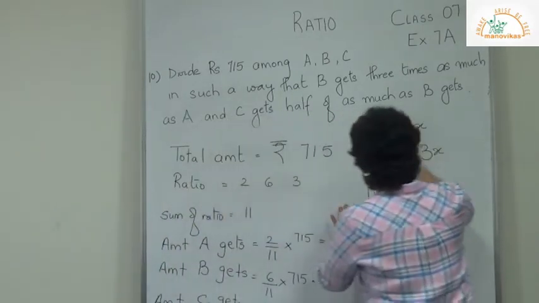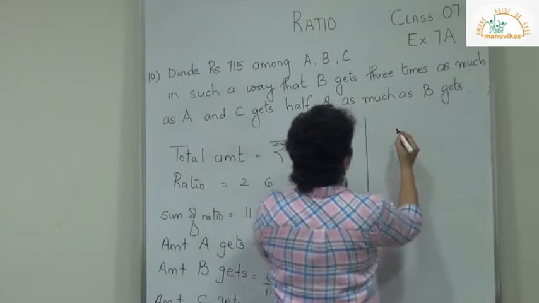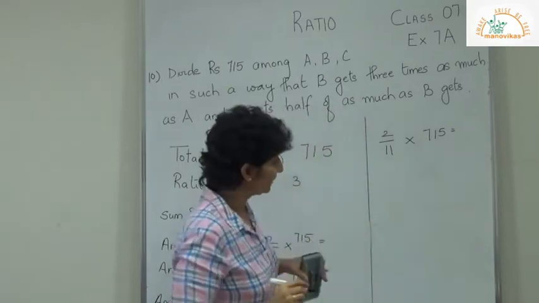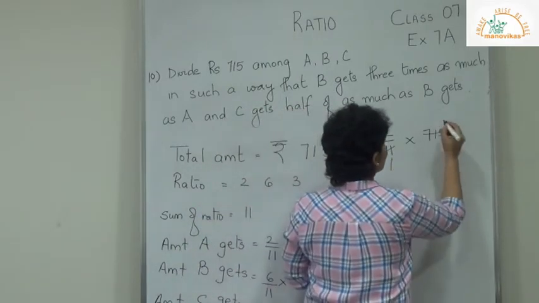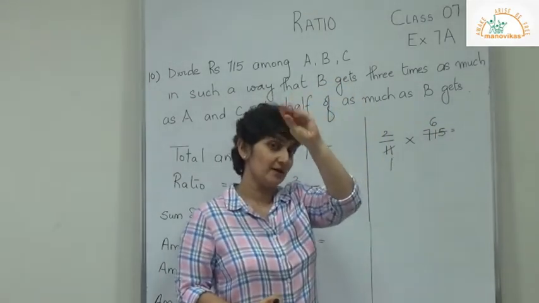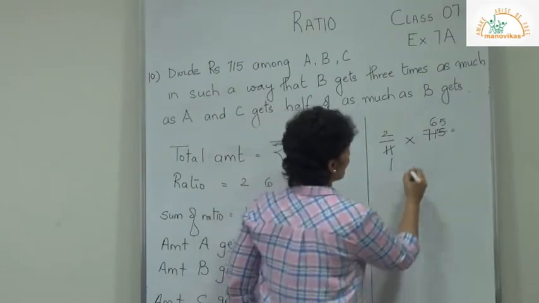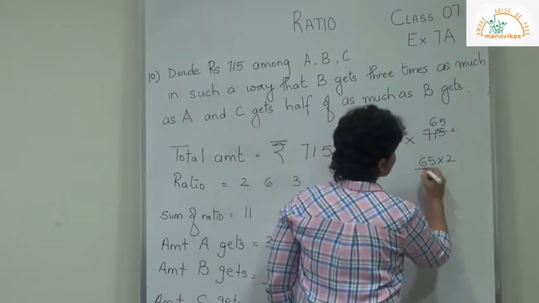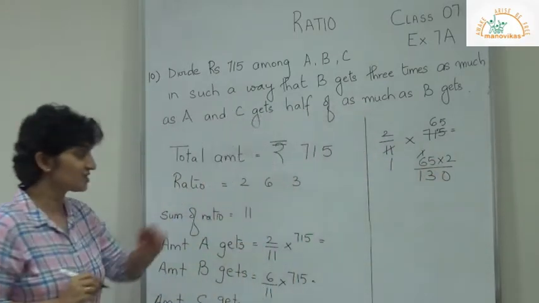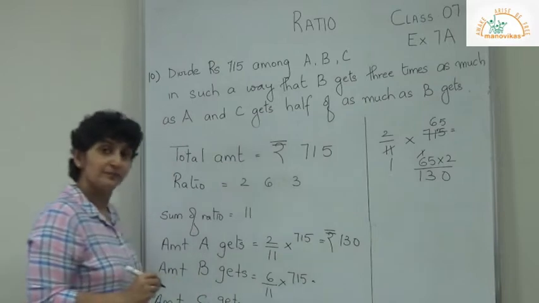So let's work it out here. First let's do 2 upon 11 into 715. When I reduce, 11 6s are 66, 67, 68, 69, 70, 71. So what's my remainder? 5. So 11 5s are 55. Clear? So I get 65 into 2. 2 5s are 10, 2 6s are 12 plus 1, 13. So how much does A get? A gets rupees 130. Is this clear?